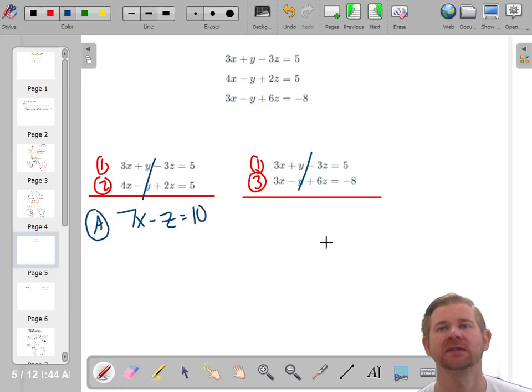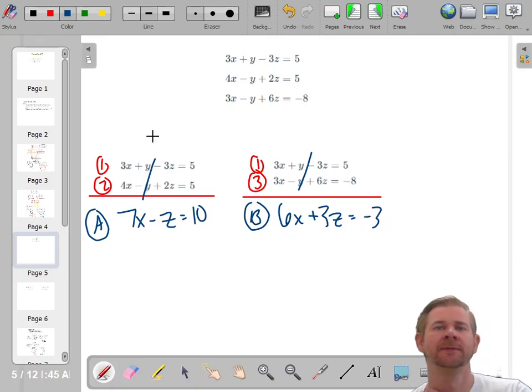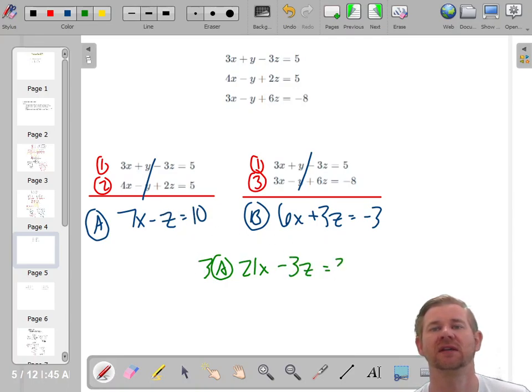That's my A equation. For my B equation, 3 plus 3 is 6x. Those go away. 6 minus 3 is positive 3. And negative 8 plus 5 is negative 3. Can I cancel anything? I got 7 and 6. 3 and negative 1. Let's do that. Let's make 3 times line A. Let's triple line A. So I'm going to triple this guy. 7 times 3 is 21. 3 times negative 1 is negative 3. And 3 times 10 is 30.